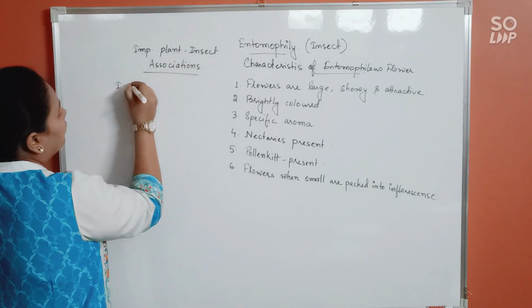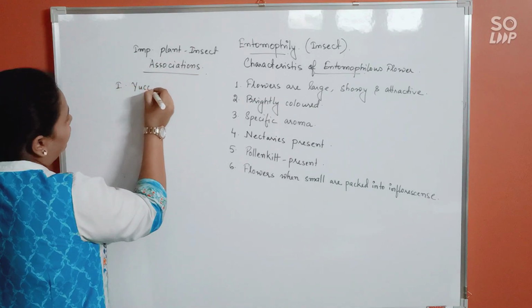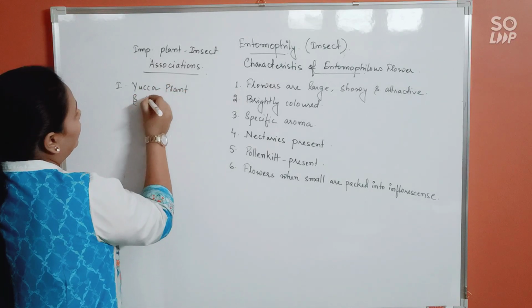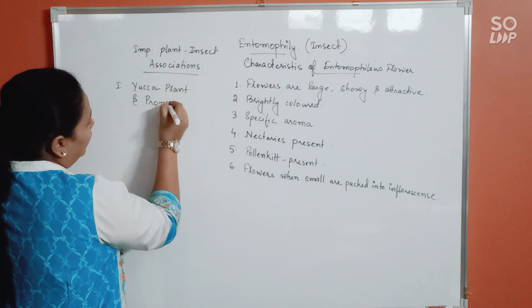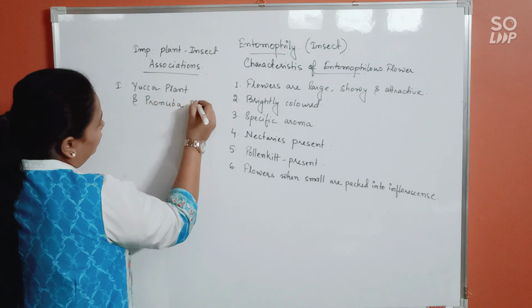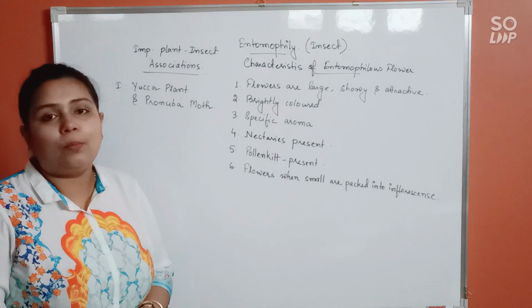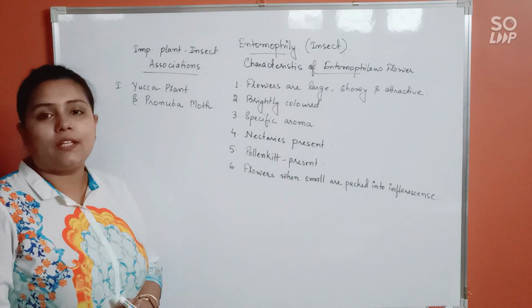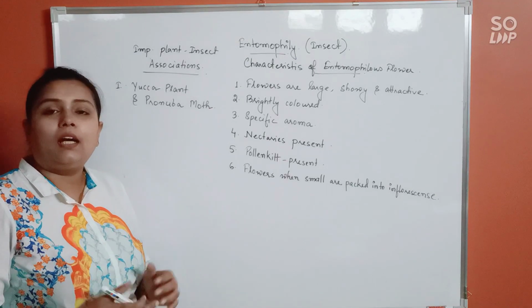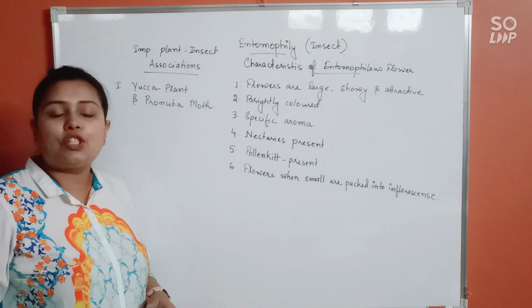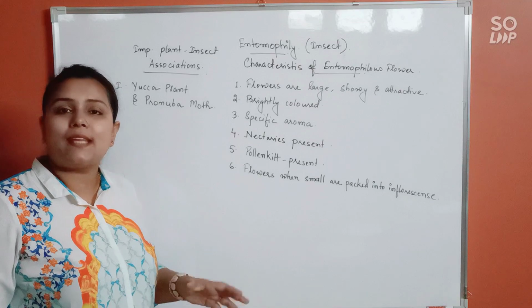First, yucca plant and Pranuba moth. Yucca plant and Pranuba moth, it's a very important association. The yucca plant bears a large size flower inside which the Pranuba moth lays its eggs.